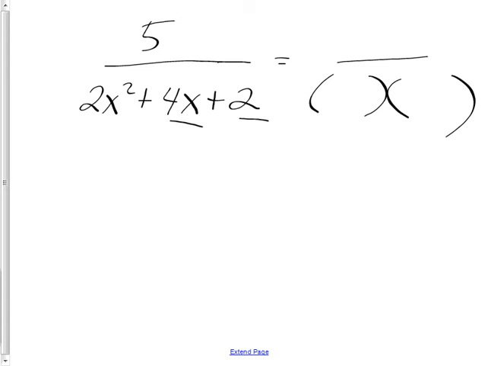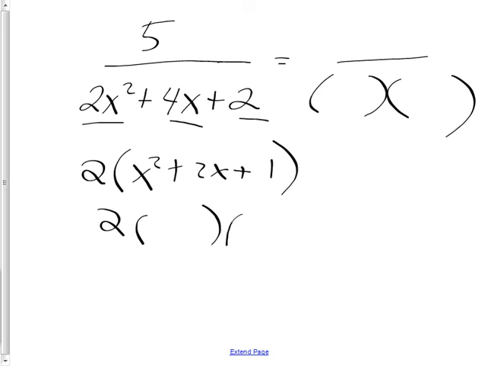If it's kind of hard to factor it, then what do you do? You look for something that's in all of them. Do you see something that's in all of them? 2. 2 comes out, and then you have x squared plus 2x plus 1. And then you can factor it for real. 2, and then 2 sets of parentheses, x plus 1, x plus 1. So if it's hard to factor, see if something will come out of everything.